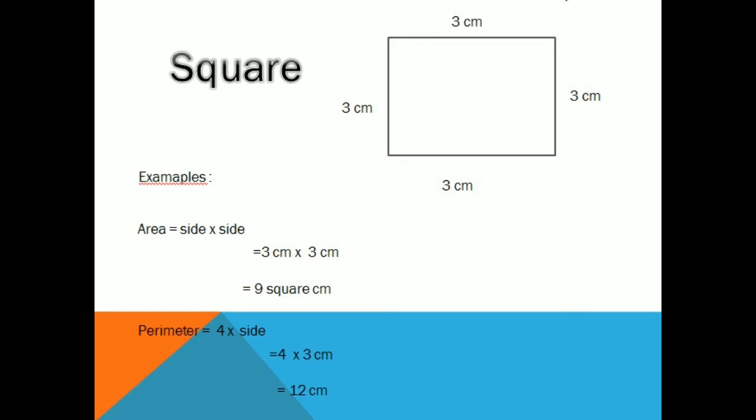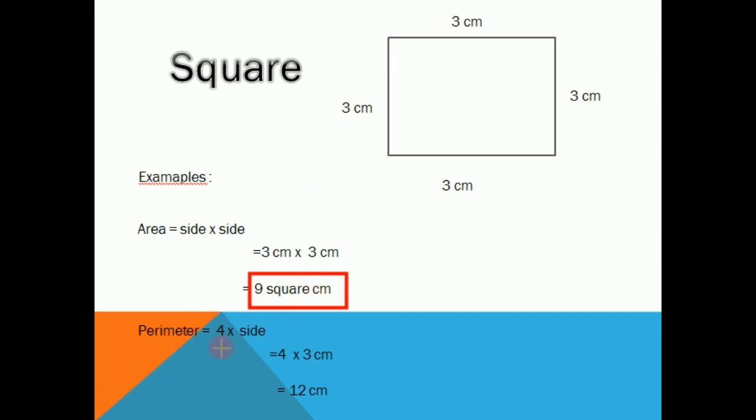Let us understand some formula to find out the area of square and the perimeter of square. Here are given some examples. The formula of area is equal to side into side. Here side is equal to 3 centimeter. So 3 centimeter into 3 centimeter is equal to 9 square centimeter is the area of this square.